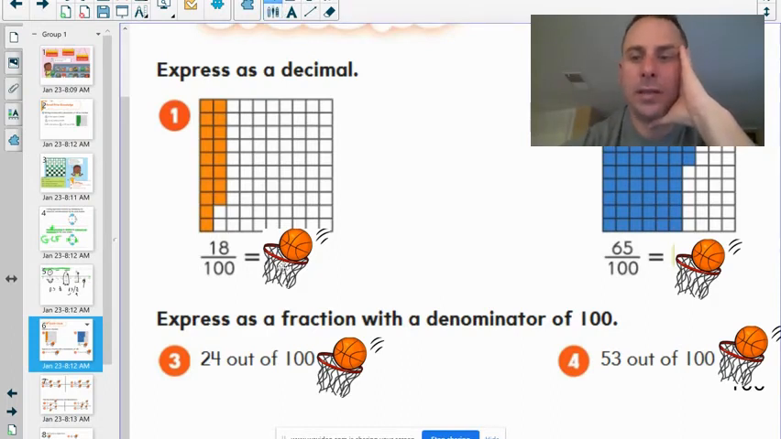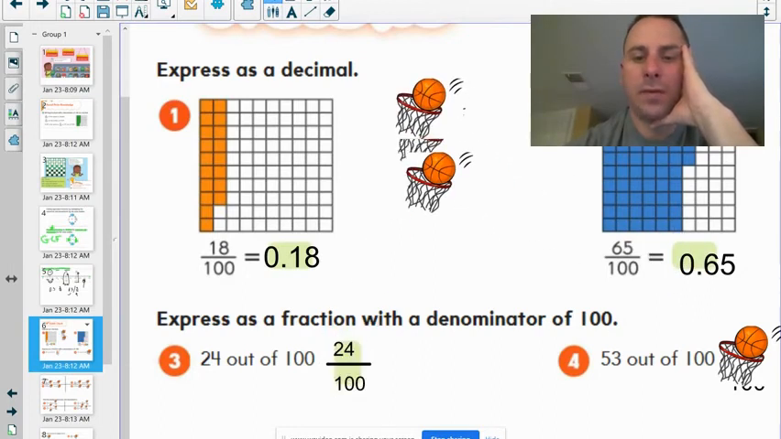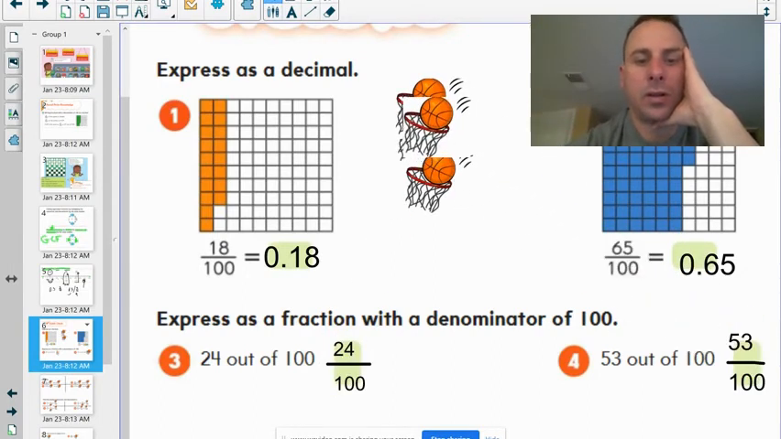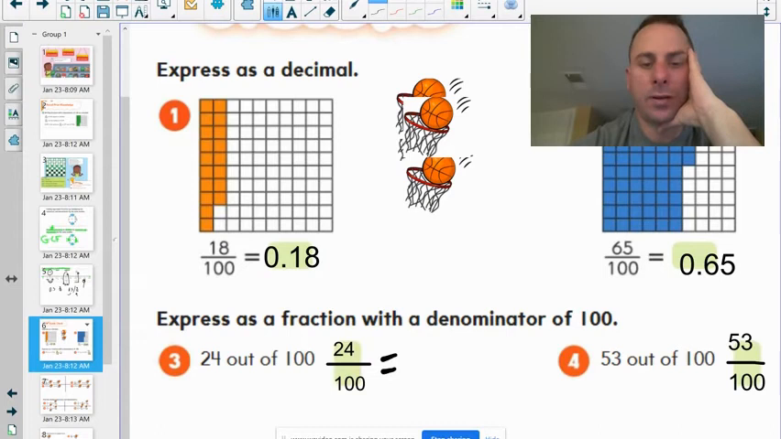Okay, so 1800s, 6500s, 2400s, and 5300s. Okay, so the thing about number three is it's not simplified. So what would that be? Go ahead and try to simplify that. Ask yourself, what factor goes into 24 and 100? What's your greatest factor?